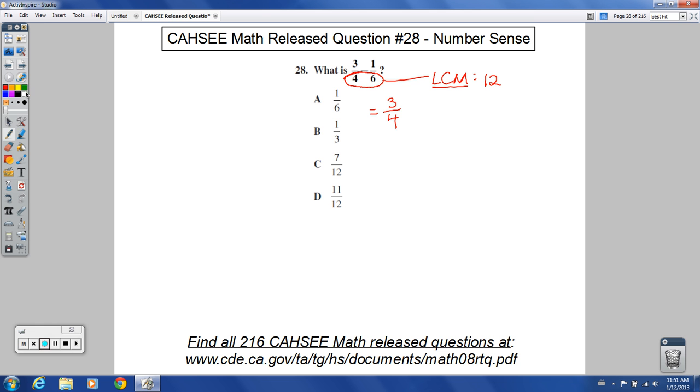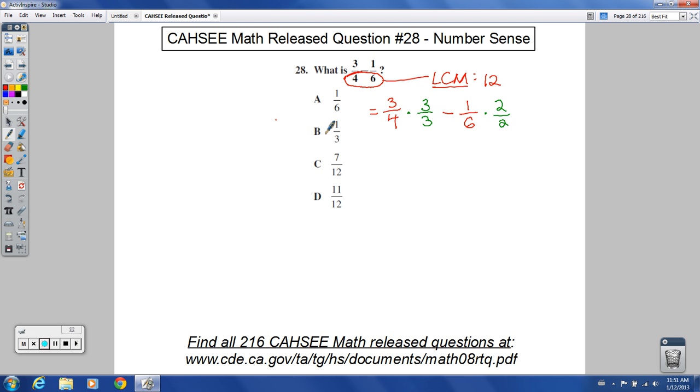Well, it's 3/4 times what? 3/4 times what on the bottom here is going to give you 12? Times 3. So you'd have a 3 on the bottom and a 3 on the top. That's like multiplying by 1 there. And we're subtracting these values. So 1/6, you'd be multiplying that by 2 over 2 to get a 12 on the bottom.